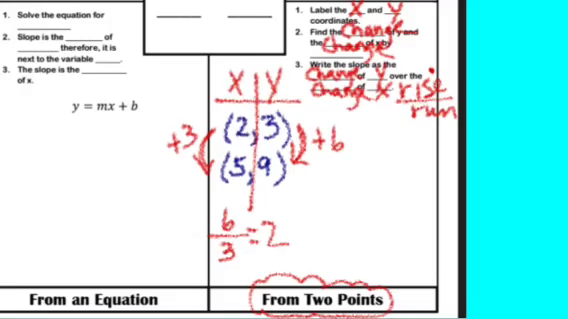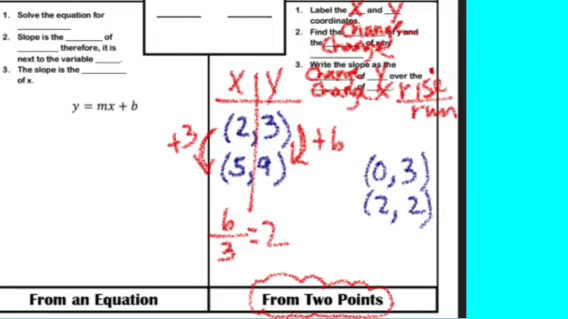Let's look at another one. Suppose you have points 0, 3, and 2, 2. Take a minute and you try finding the slope between those 2 points. Okay, did you pause the video? Find the slope so you can think about them as being on a table.